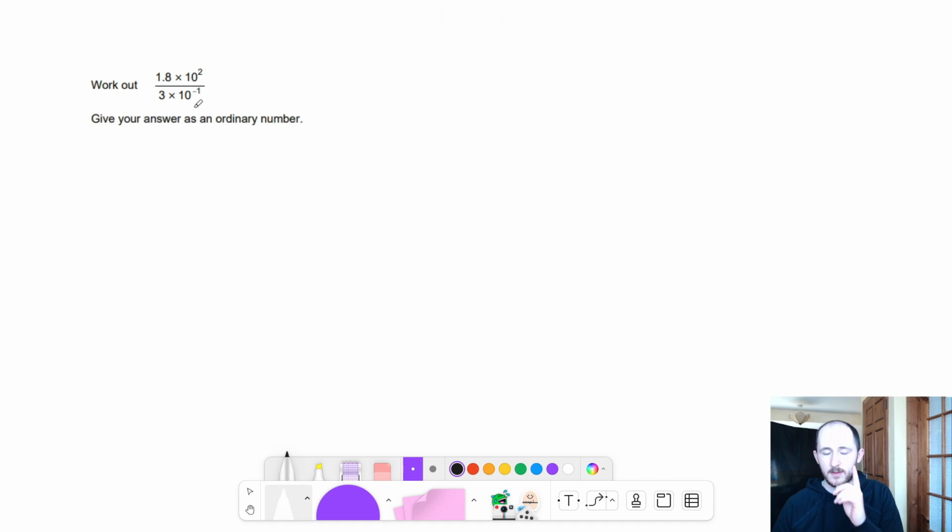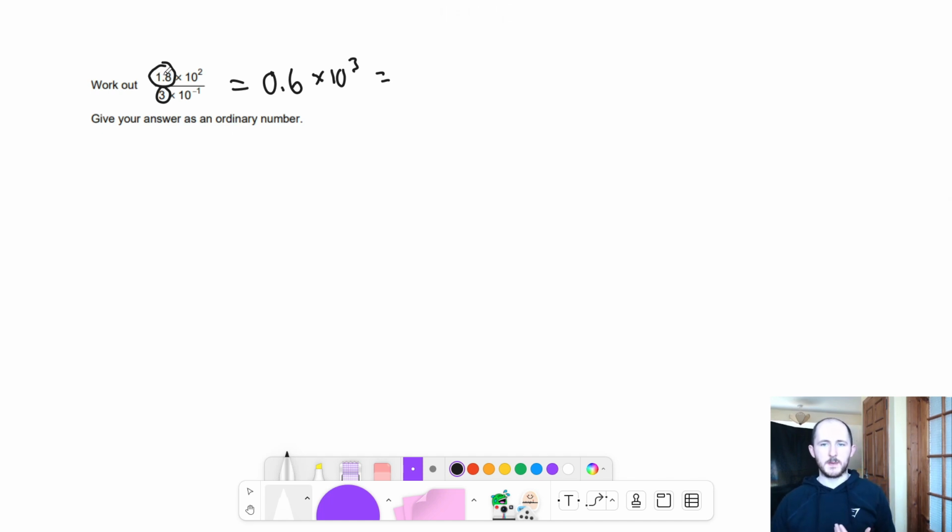But with timesing and dividing, you can do something quite interesting. And this works for both of them, by the way, for timesing and dividing. You can actually treat the two parts of standard form separately. So you can do the 1.8 divided by 3 first, which gives me 0.6. And then you can do the times 10 to the 2 divided by times 10 to the minus 1, which would give me times 10 to the power of 3. Okay.